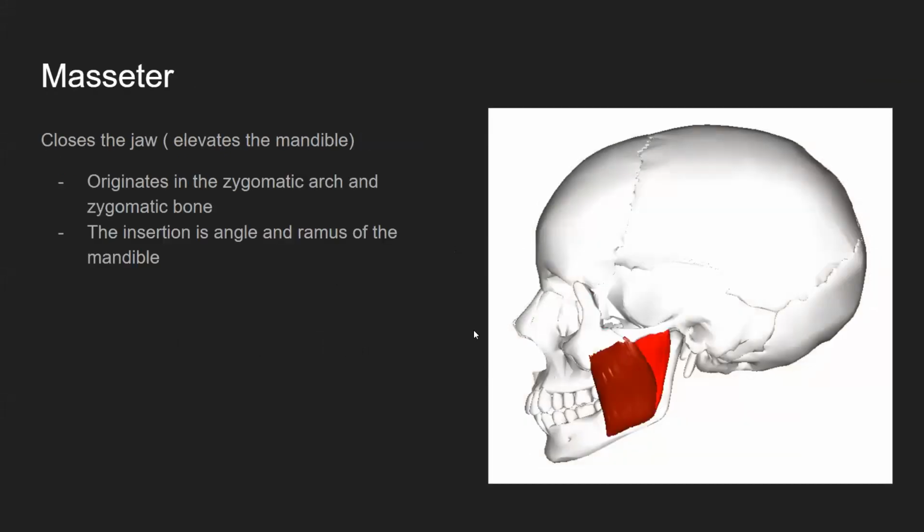Following that is the masseter, which closes the jaw and elevates the mandible. It originates in the zygomatic arch and the zygomatic bone. The insertion is the angle and ramus of the mandible.